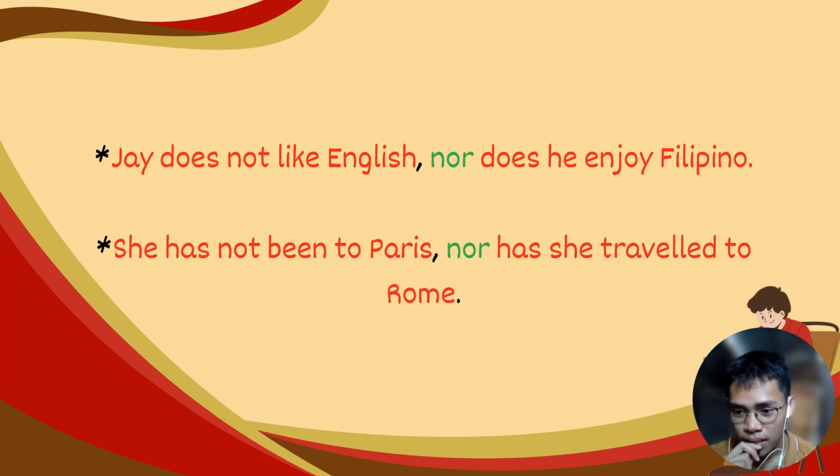And as you can notice, guys, we cannot say that Jay does not like English, nor he does enjoy Filipino. It's because that is the rule. We call it the negative inversion. So when we use nor to join independent clauses, the second independent clause must be in negative inversion.